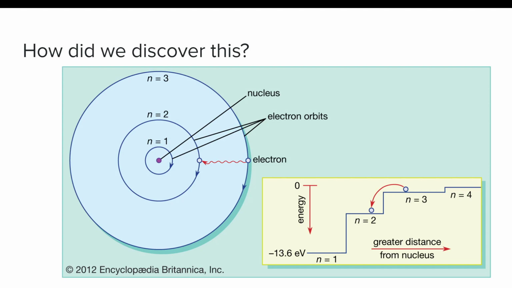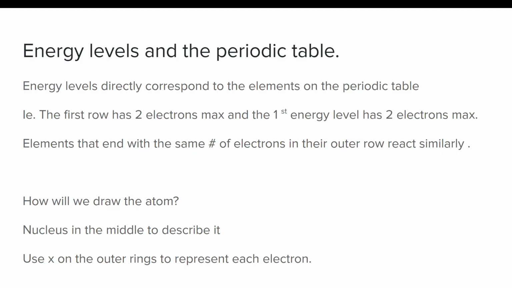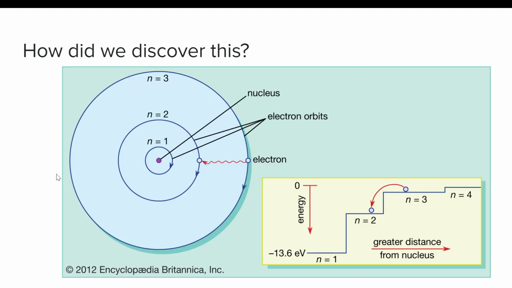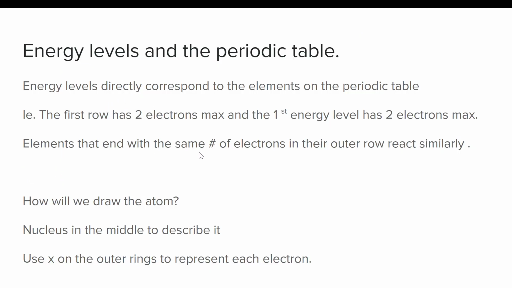Now, the next and probably the most important thing is being able to draw out and indicate where these electrons are in terms of their energy level. The energy level is going to correspond directly to the elements on the periodic table. The first row has 2 electrons max, just like the first energy level has 2 electrons max. And then the second row has 8 electrons max.